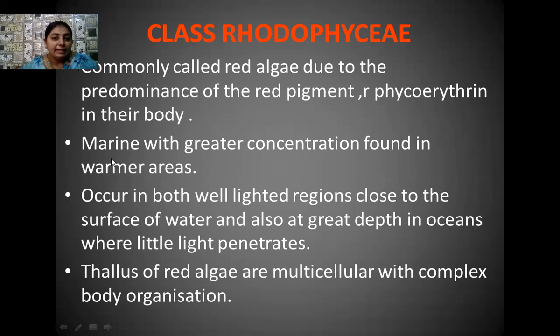Then it is a marine alga with a greater concentration found in the warmer areas of the oceans. The algal species occur in both well-lighted regions that are close to the surface of water, and also at great depths in the oceans where little light penetrates. So wholly and solely you can say it is a marine alga. The thallus of the red algae is generally multicellular with complex body organization.